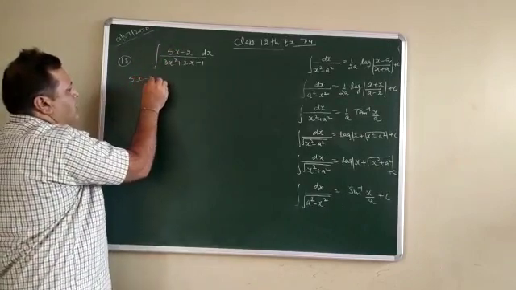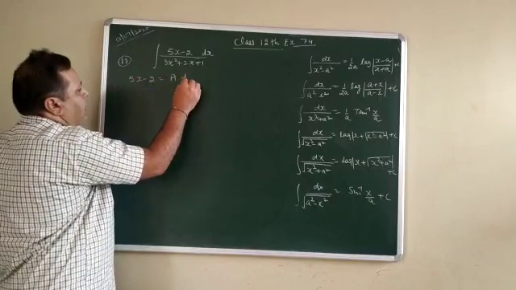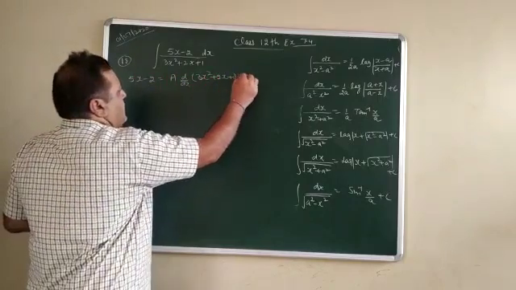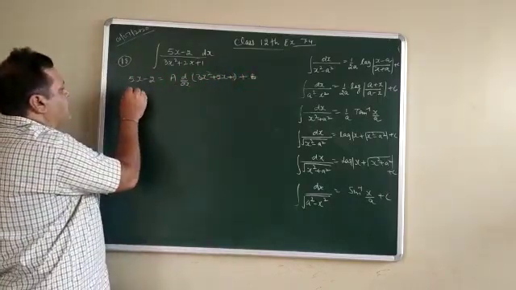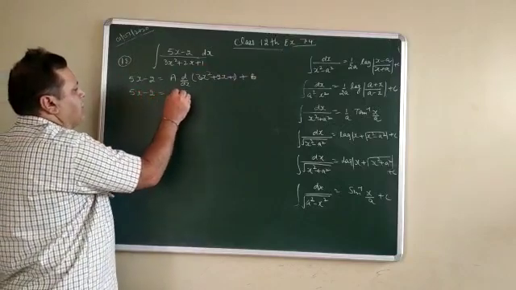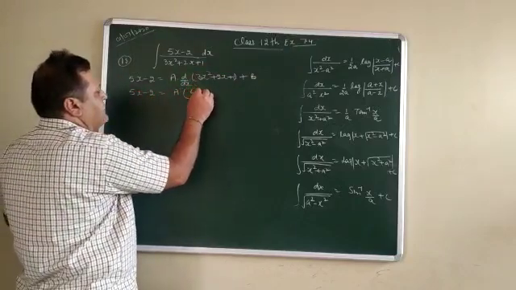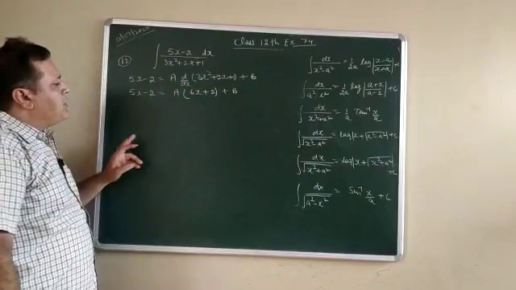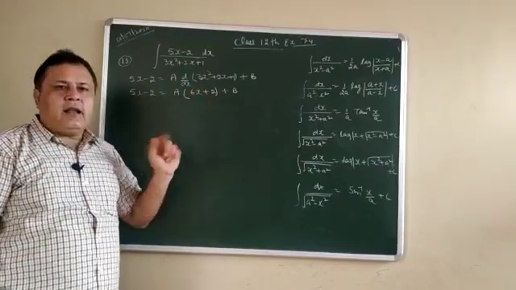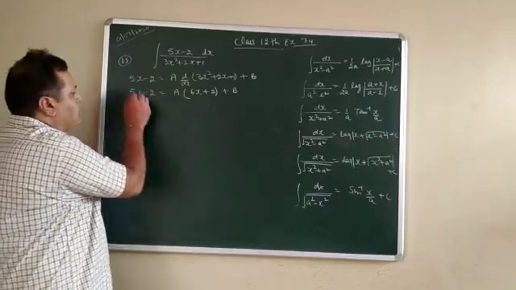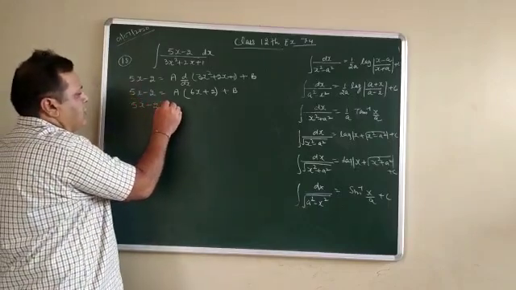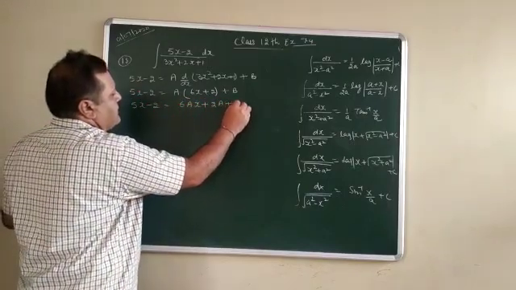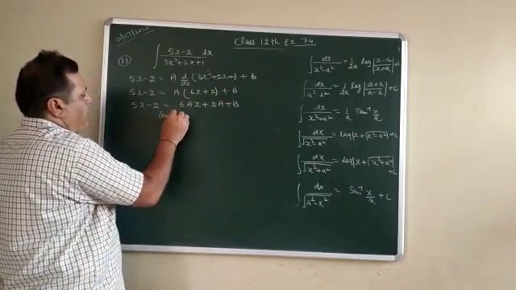5x minus 2 is equal to a times the derivative of the function 3x square plus 2x plus 1, plus b. Now 5x minus 2 is equal to a times the derivative, which is 6x plus 2, plus b. The important thing is to find the values of a and b, and that can be found with the help of comparison. So 5x minus 2 is equal to 6ax plus 2a plus b. Now we can compare the results.